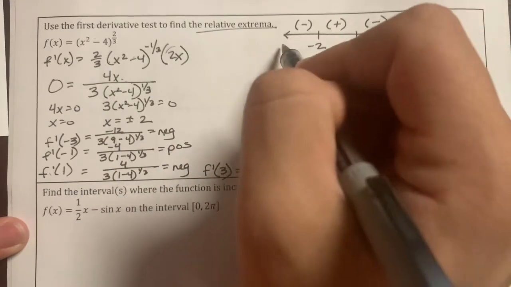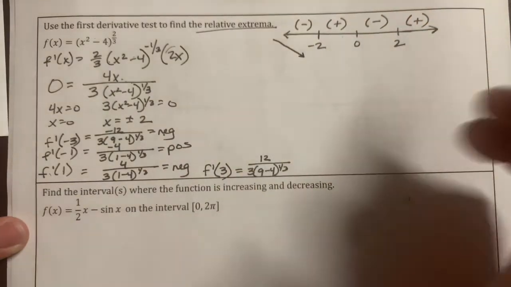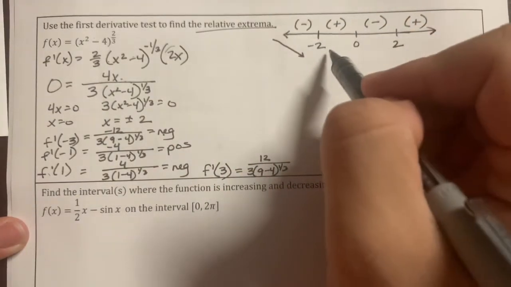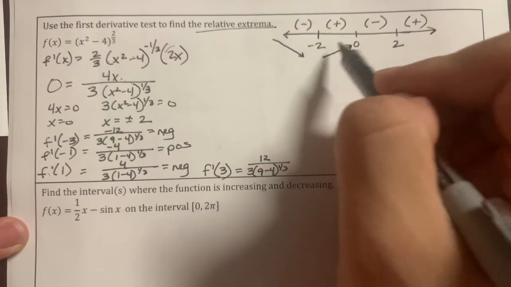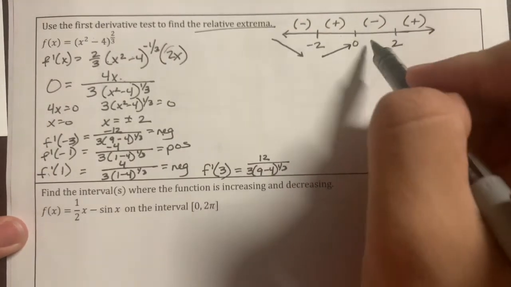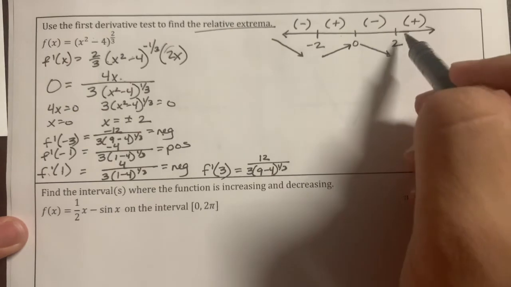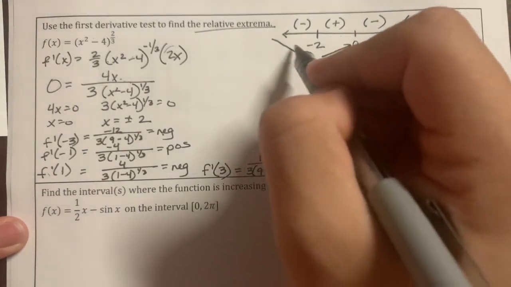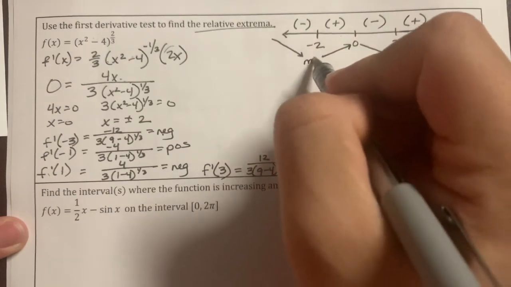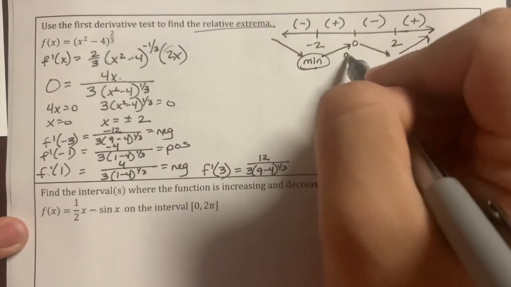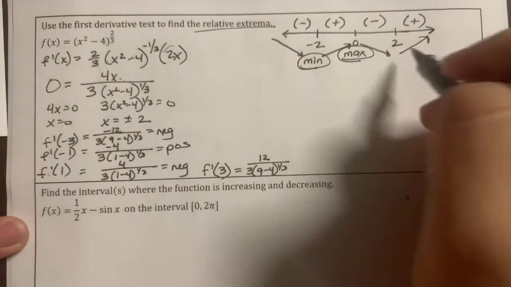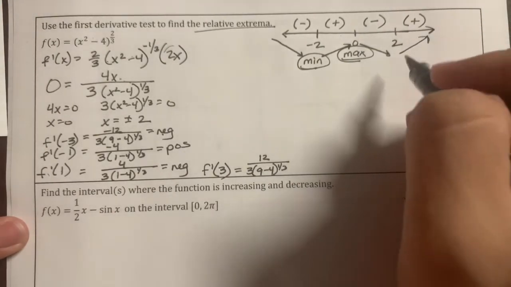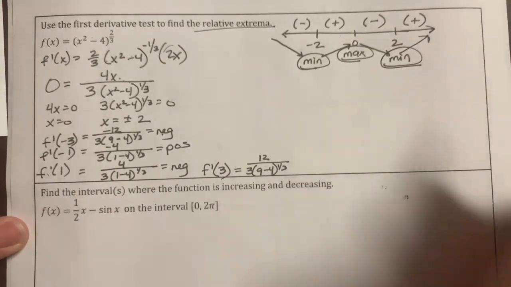So if my slopes are negative, that's telling me that it's decreasing. If my slopes are positive, that's telling me that it's increasing. From -2 to 0, it's decreasing, and then from here and above, it's increasing. So that tells me that here I'm going to end up with a minimum value, here a maximum value, and then here a minimum value.